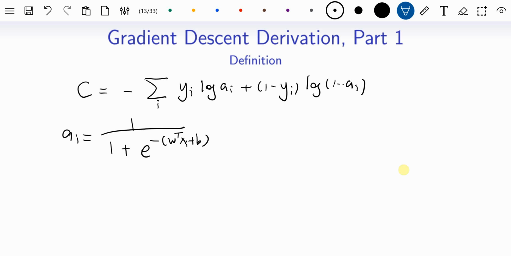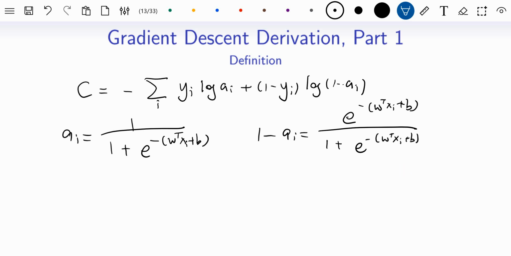And the first step is to calculate what 1 minus ai is, which should be simple. It's just the same thing on top divided by 1 plus this. So this is 1 minus ai. Let's take the derivative of ai with respect to wj, wj being the j's component of this w vector.